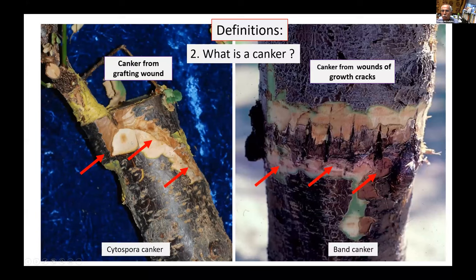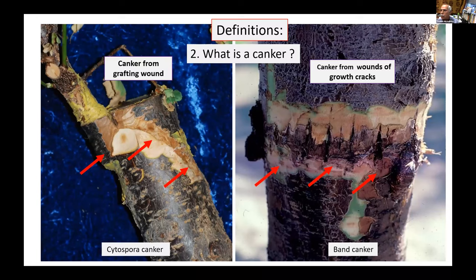damage from sunburn or freeze or herbicide damage, for instance. And this usually involves tissues that are in older wood. You can see here an example, on the left, of Cytospora canker on prune that started from a grafting union, from the grafting wound.